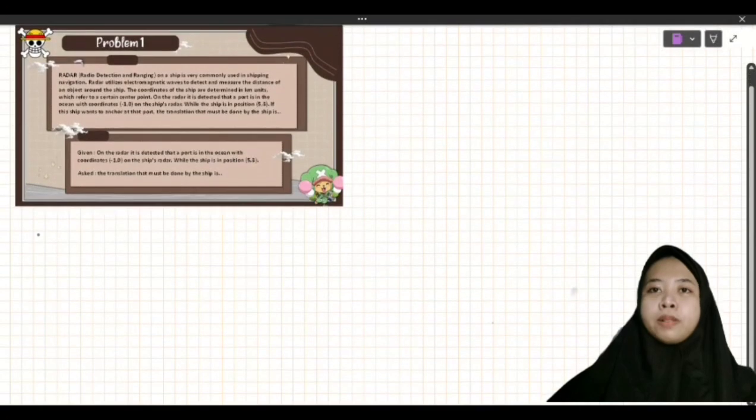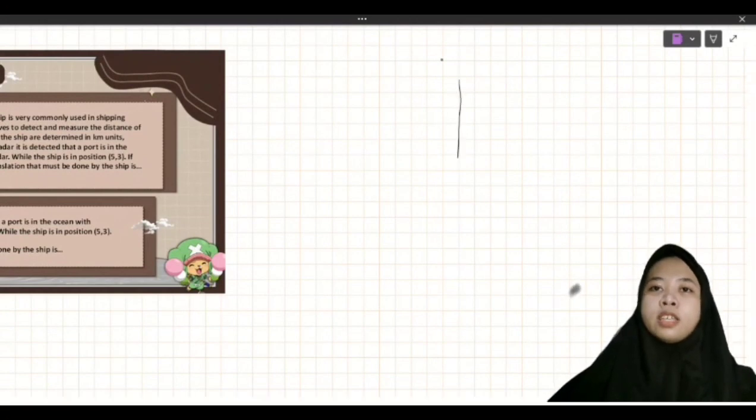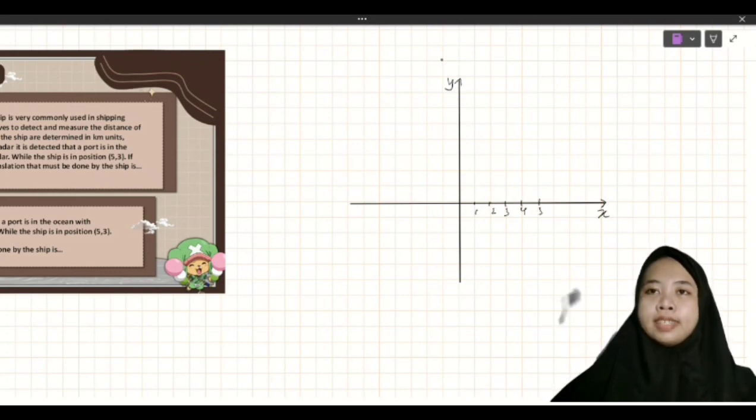Before we solve the problem, we will draw an illustration to make it easier for you to understand the problem. We represent the coordinates on the radar with a Cartesian coordinate system. Draw the Cartesian coordinates with the x-axis and y-axis, and then draw a point that represents the position of the port. It is point -1,0. Then draw also a point that represents the position of the ship. It is point 5,3.